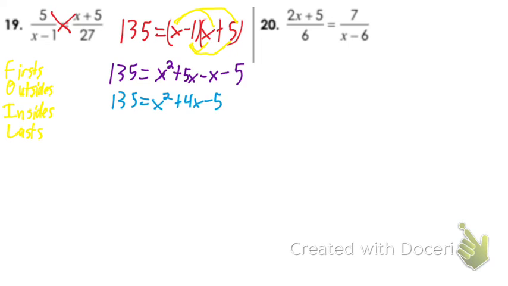All right. How we have to solve this problem, guys, is we have to have it equal to 0. So I'm going to subtract 135 from both sides, so we have 0 on one side of the equation. Right now I have 0 is equal to x squared plus 4x minus 140. And now we have to solve this quadratic equation that's equal to 0. Well, here's what we're going to do. We're going to create multiplication.